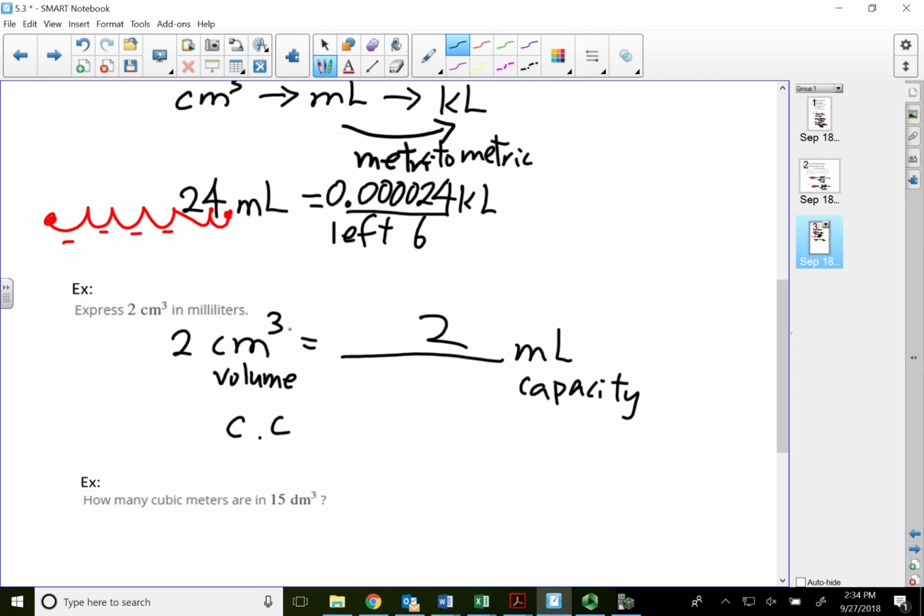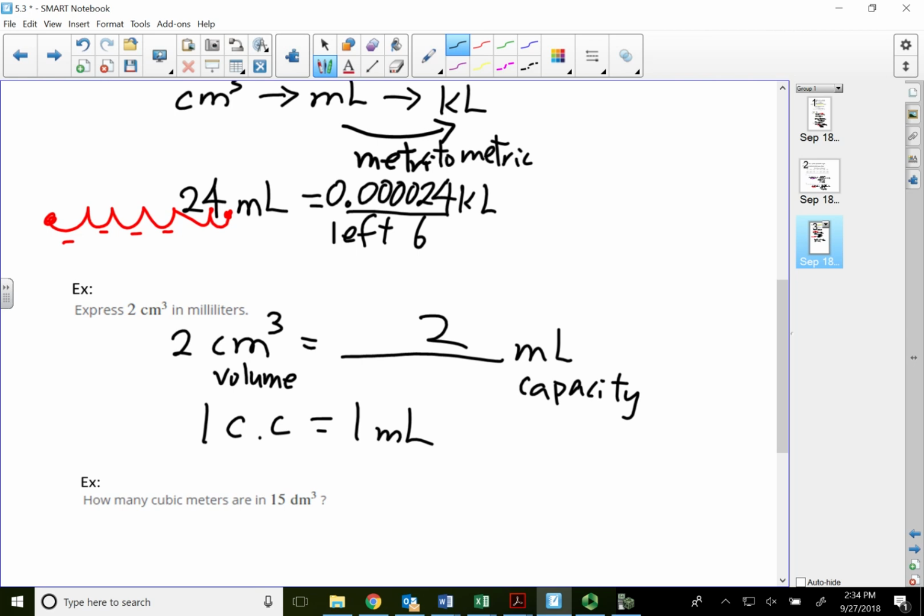Cc stands for cubic centimeter. So 1 cc is 1 milliliter. It's exactly the same ratio. Cc is just an abbreviation for cubic centimeters. Cubic centimeter refers to volume. Volume is basically a space, how much space you can pour some sort of liquid inside of.